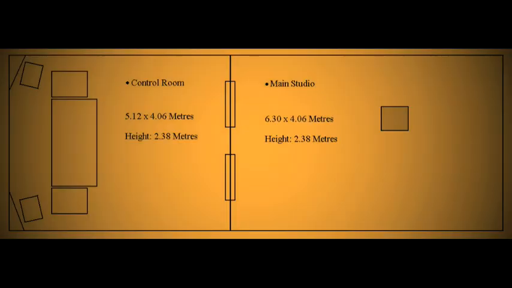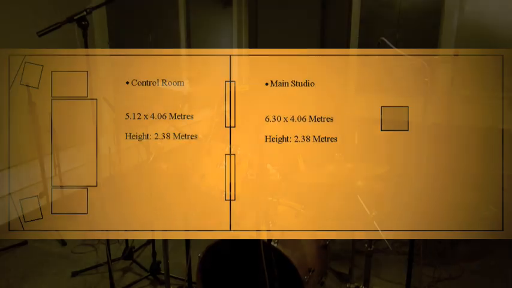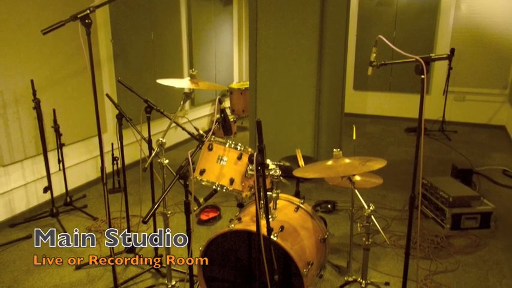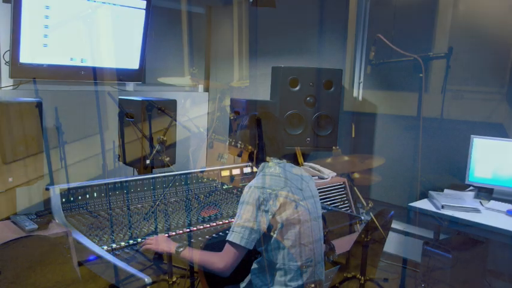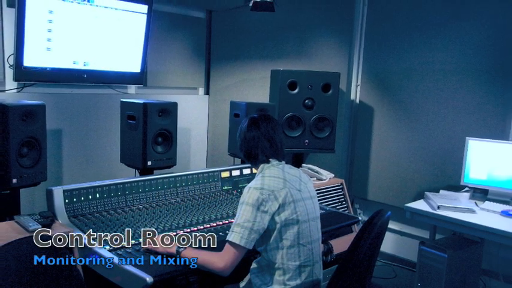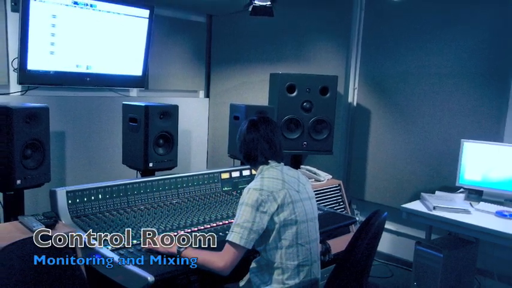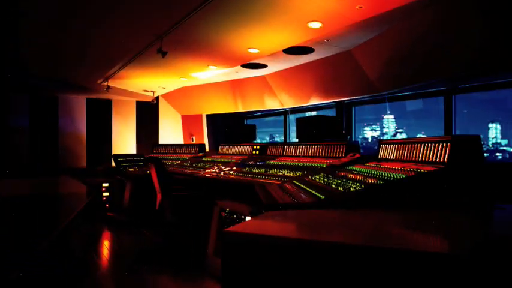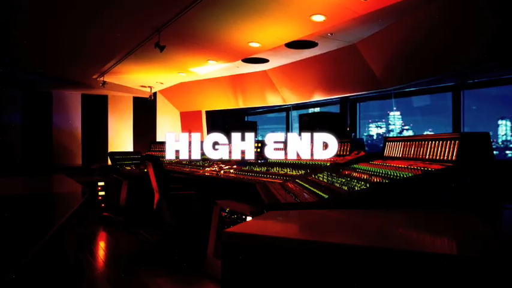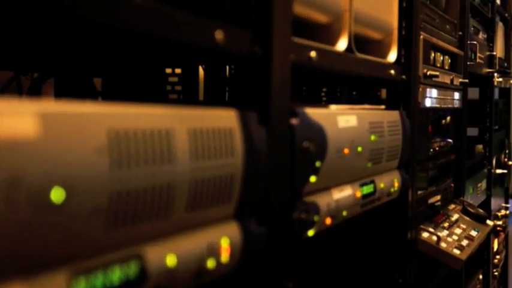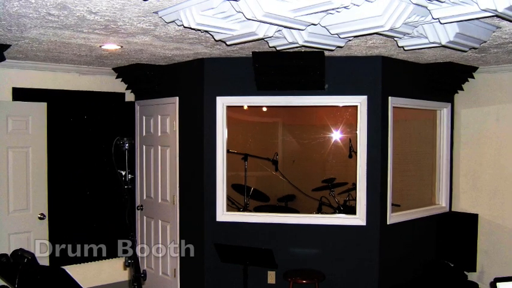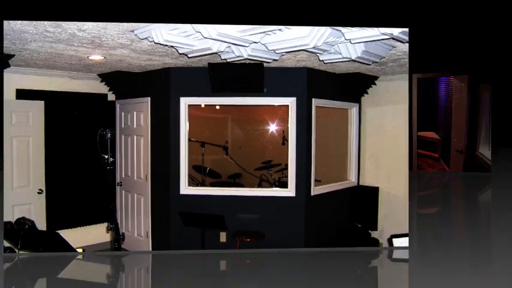Traditional studios consist of two essential rooms. The main studio, which is often referred to as the live or recording room, and the control room, where monitoring and mixing takes place. Optional rooms can be found in high-end professional studios such as the machine room, drum booth, and vocal booths.